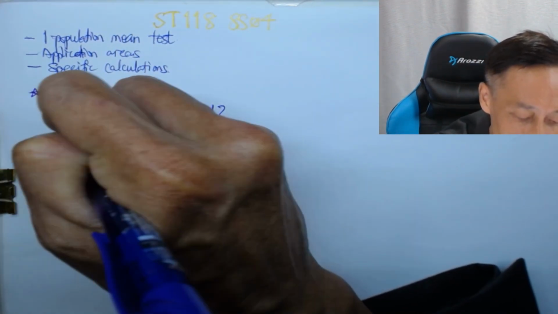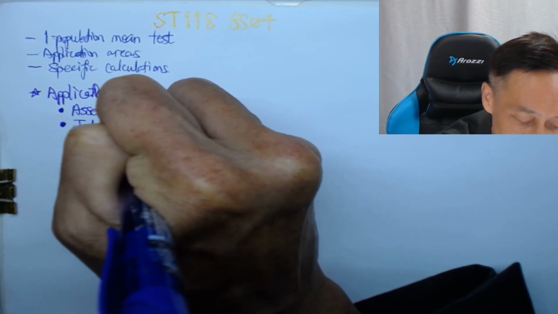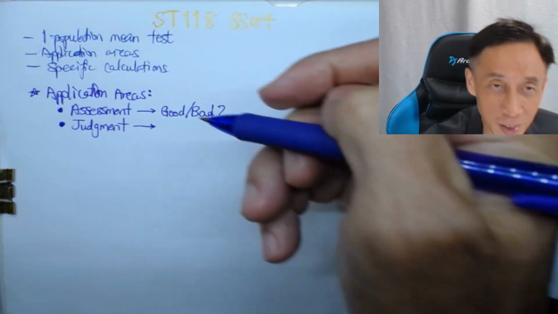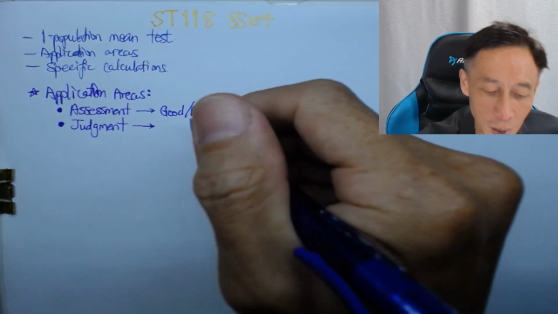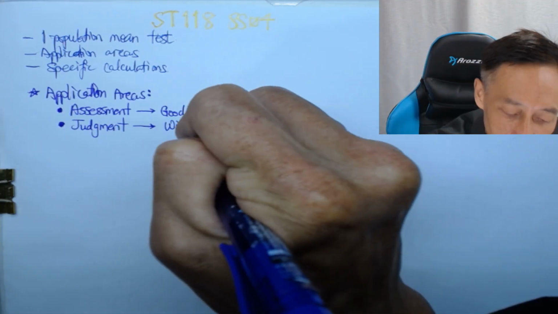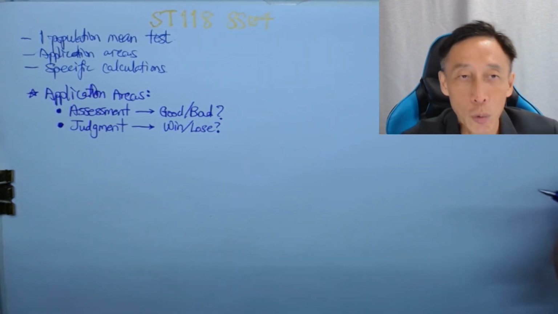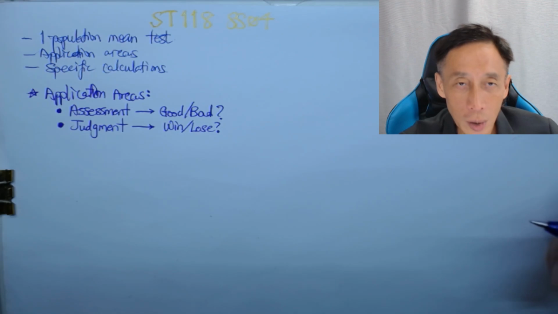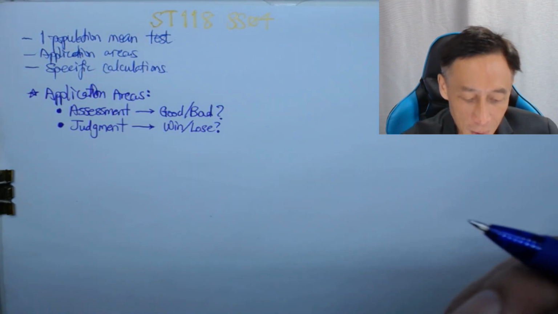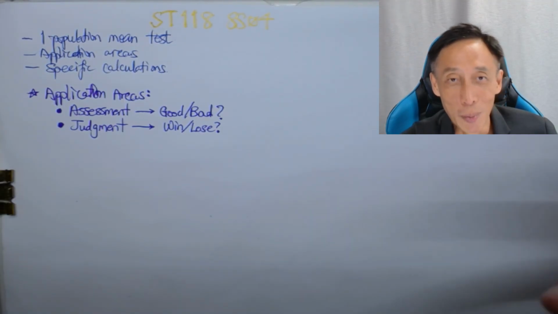And another big area is judgment. Judgment is a bit like the legal sense, conclude. Make a judgment about win and lose. Who won? Who lost? Which one wins? Which one loses? So if you need to decide on this kind of outcome, then you want to think about using one population mean test.